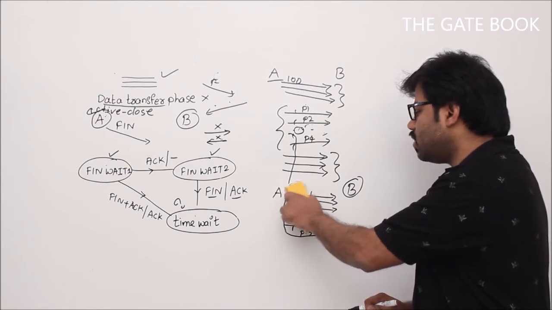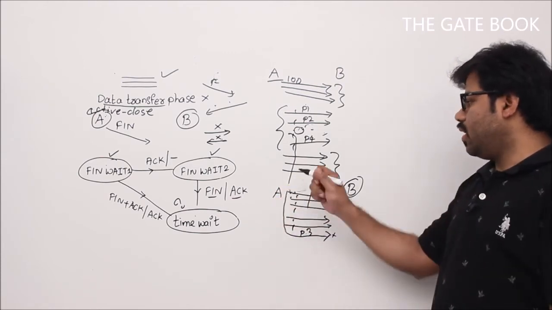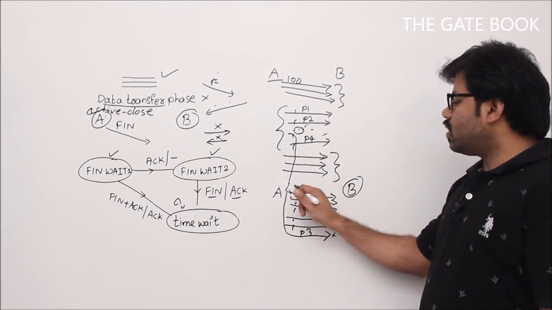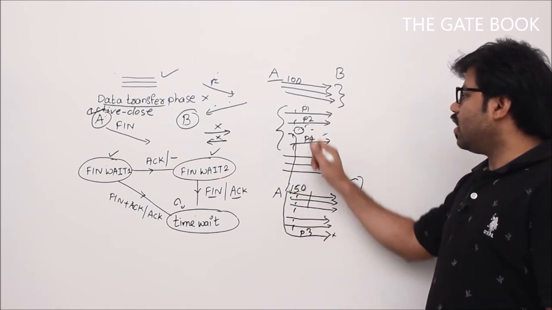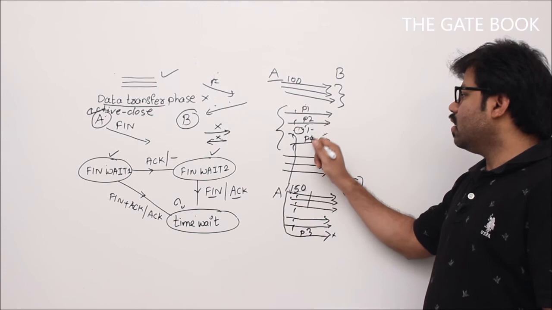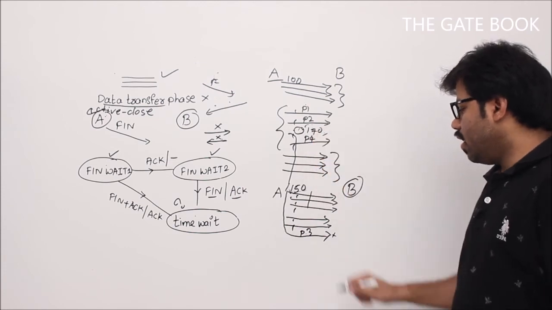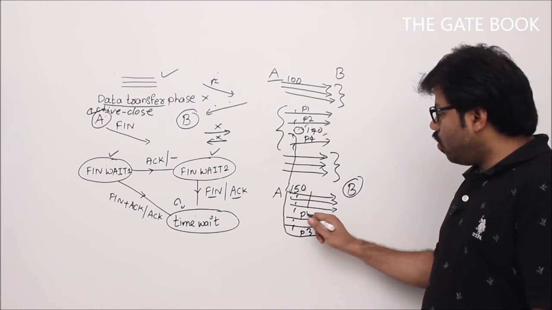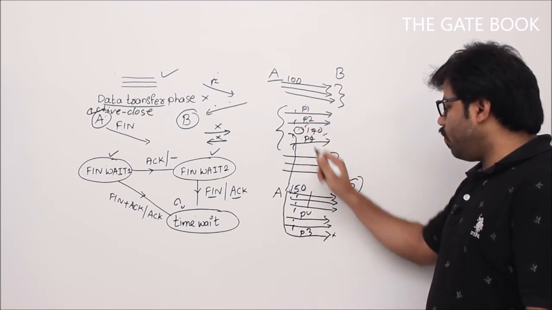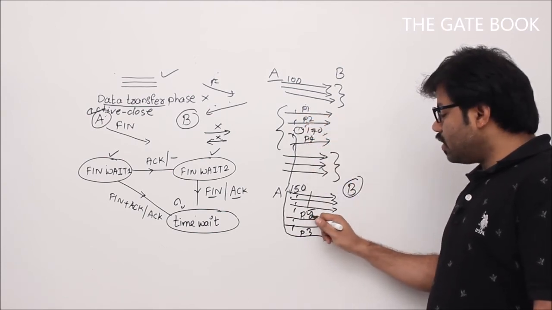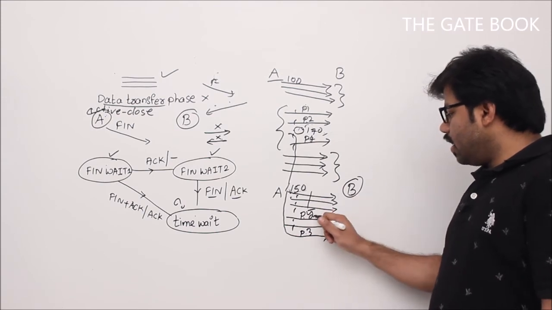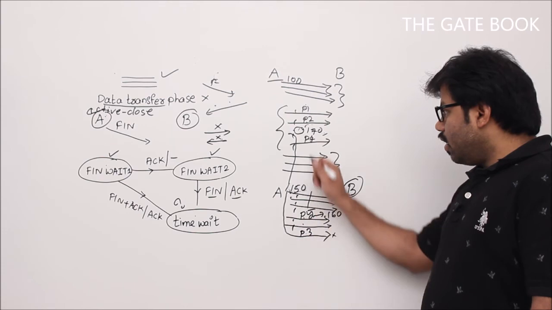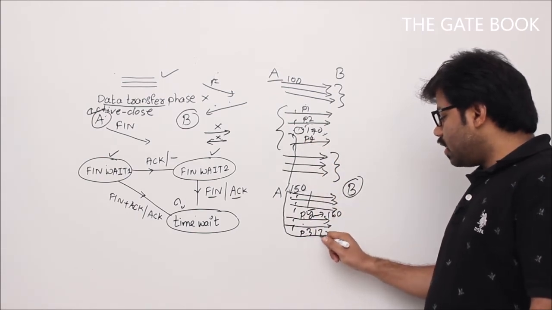Sometimes in that random sequence number generation also, there may be a collision. That means if you start with 150, assume that this packet P3's sequence number is 170. Now here there are packets P1, P2, P4. This is P5. P5 is the original packet of this connection. Its sequence number is 160. Now here P3's sequence number is 170.